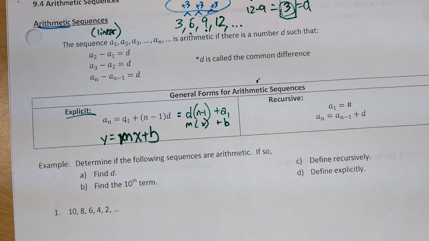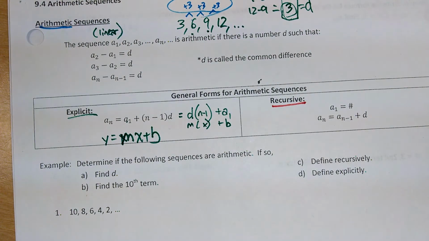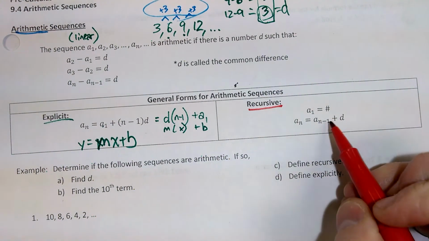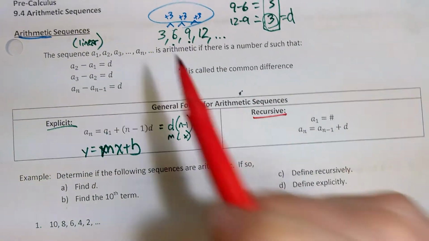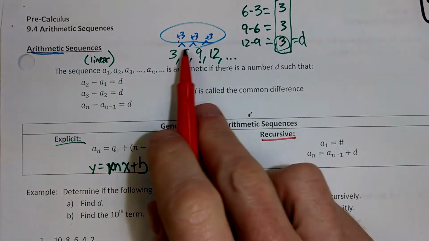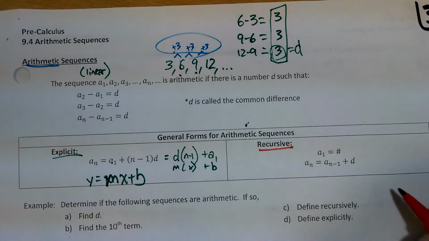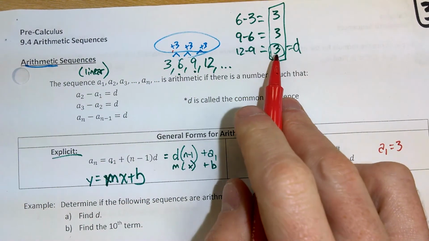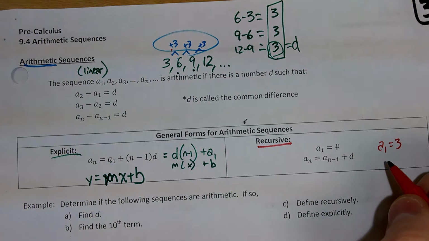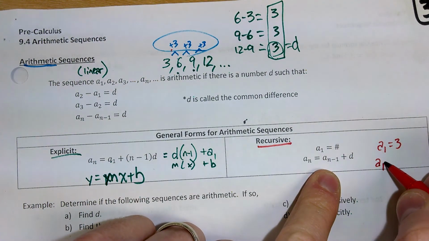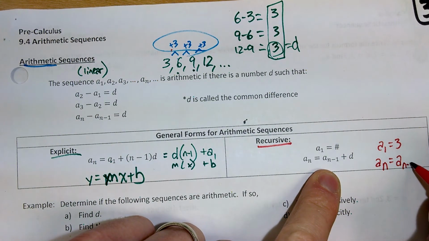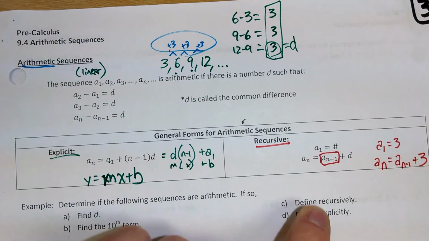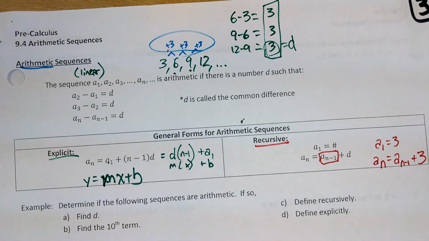All right, recursively, if we want to find the recursive form of an arithmetic sequence, we know the initial value, and then we're just adding on our common difference each time. So for this example here, our initial value was 3, and our common difference was also 3. So we would just have the formula a sub n equals, remember that means our previous value, plus whatever our common difference is, 3 in this case.